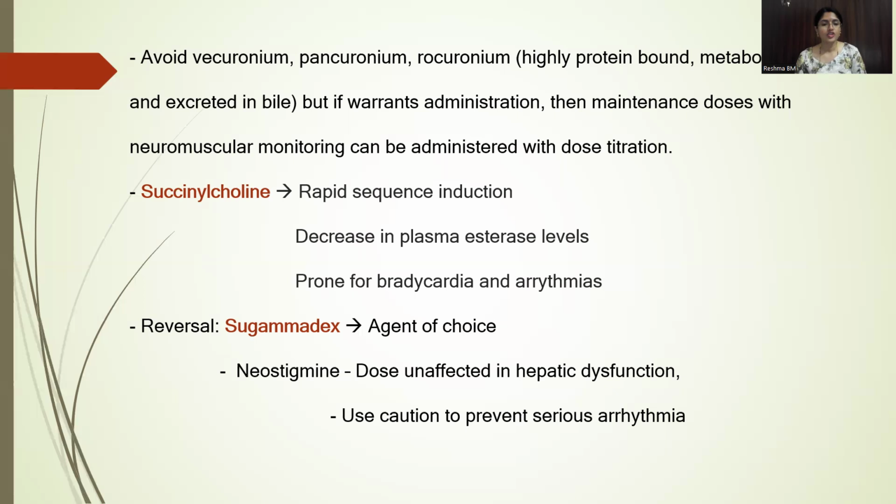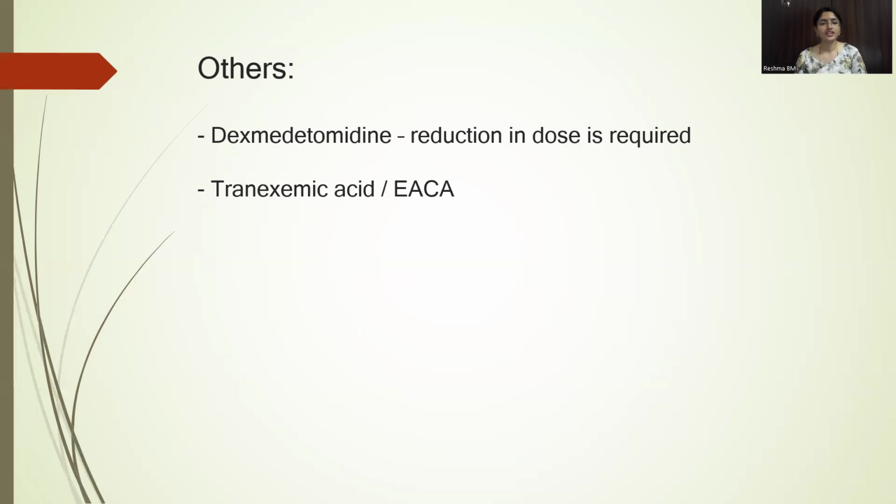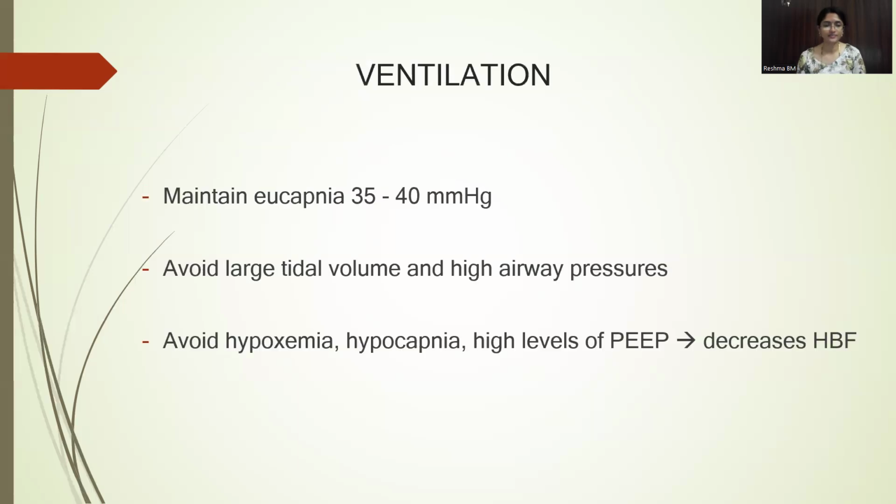Reversal agents. Sugammadex is the agent of choice for reversing the steroidal neuromuscular blockers, as it is not protein bound and does not undergo hepatic metabolism. Neostigmine dose is unaffected in hepatic dysfunction. Use caution to prevent serious arrhythmias. Other drugs that can be used are dexmedetomidine, though the dose should be reduced. Tranexamic acid and epsilon aminocaproic acid can be used to reduce bleeding.